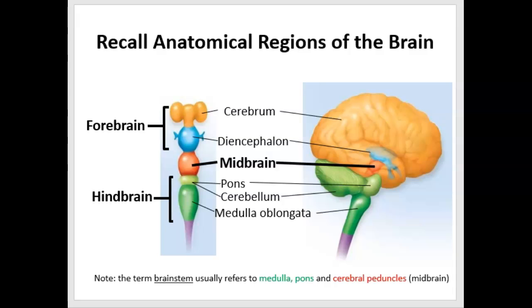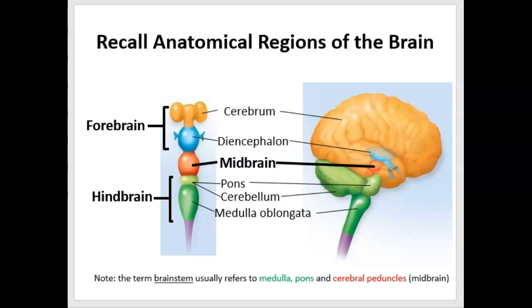As cells divide and differentiate, certain swellings or outpocketings develop into specific structures that you're familiar with in an adult brain. The forebrain develops into the cerebrum and the diencephalon, which is shown in yellow and blue. The midbrain will develop into specific structures that aren't labeled on this diagram, but they're called the Corpora Quadrigemina and the cerebral peduncles. The hindbrain develops into the pons, the medulla oblongata, and the cerebellum.